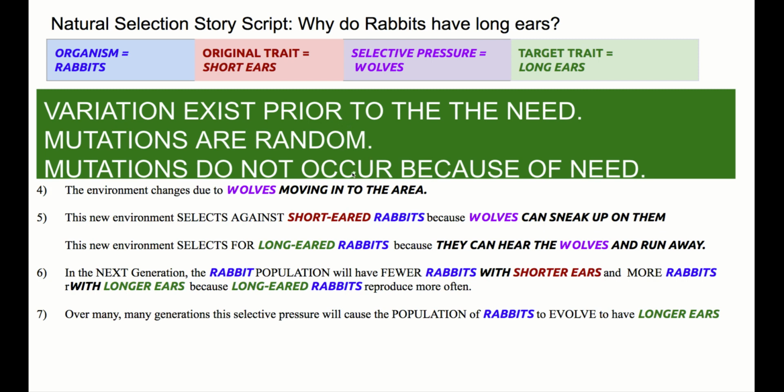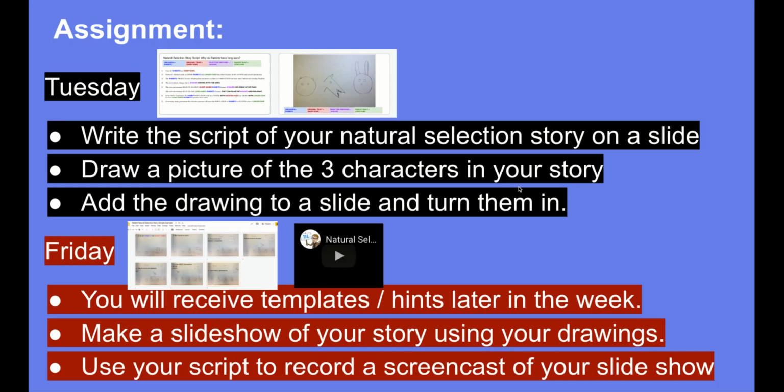So, you have to have these three steps occurring first in your story so that you are true to the principle of natural selection. The assignment and review then for Tuesday is to write a script of your natural selection story along with your three drawings and turn them in on slides. I previewed Friday's assignment, but I'm not expecting you to get started on it because you're going to receive templates later in the week and hints about how to do that.